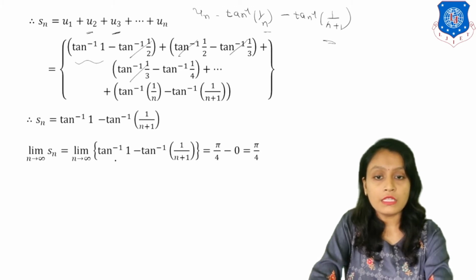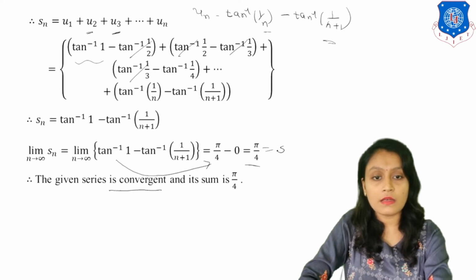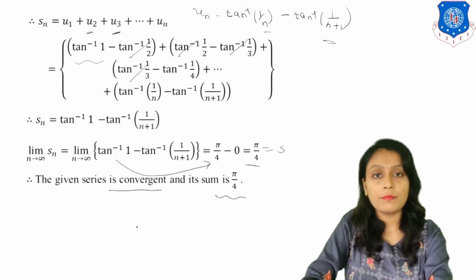Okay, now we know the answer of tan inverse 1, that is pi by 4. And if you apply the limit here, you will get tan inverse 0, which is 0. Okay, so simplifying, you will get the answer pi by 4, which is a finite term. Okay, so we can say that the given series is convergent, and this is your small s, that is the sum. So this sum is pi by 4.